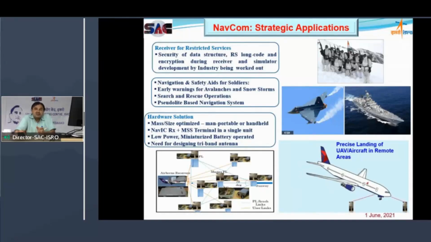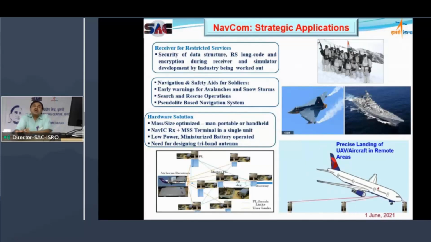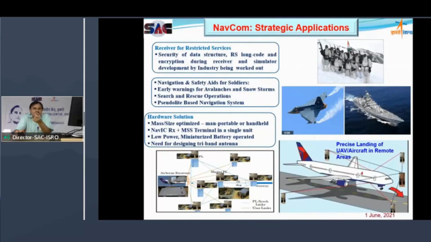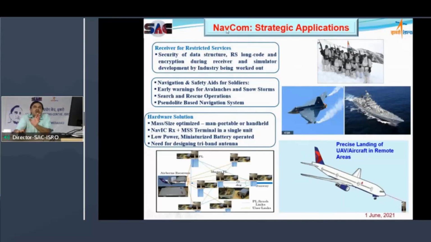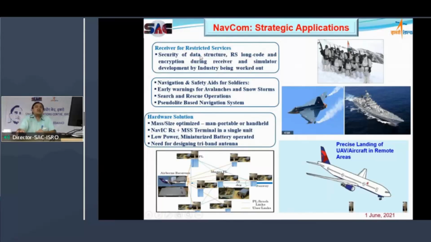The third challenge is it has to be very small in size, because the soldier has to carry his ration and other things. He cannot carry big electronic equipment. So that's why it has to be made like a watch, a wearable unit, which he can wear on his hand, and he can be continuously tracked. So all these things we are trying to work out.